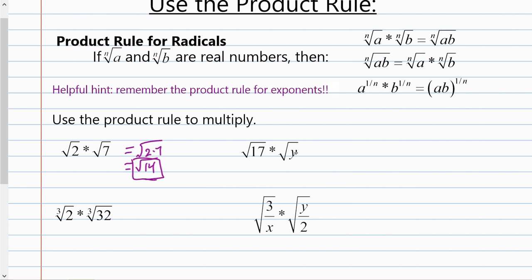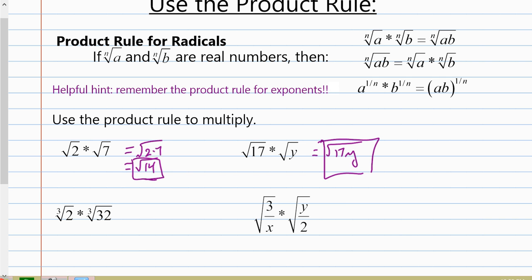Same thing with the square root of 17 times the square root of y. I can't do anything to either one of those as they stand now, so I'm going to slide them under the same radical and we're done with that one.